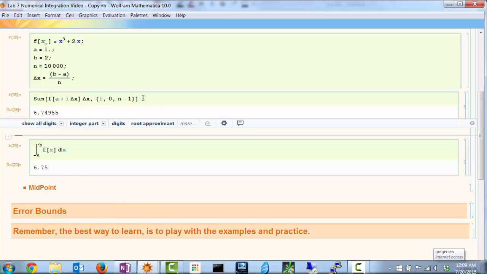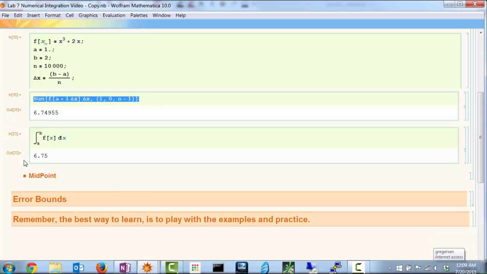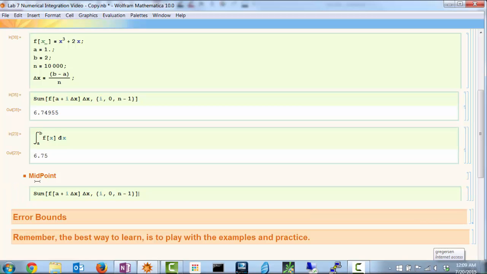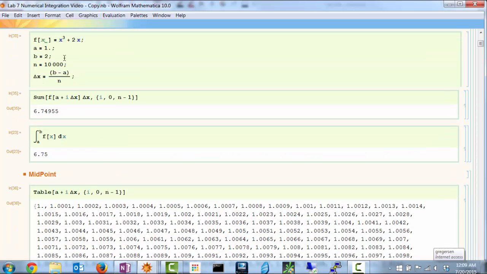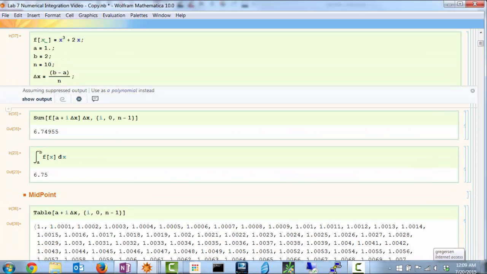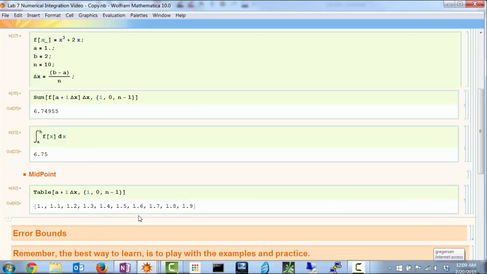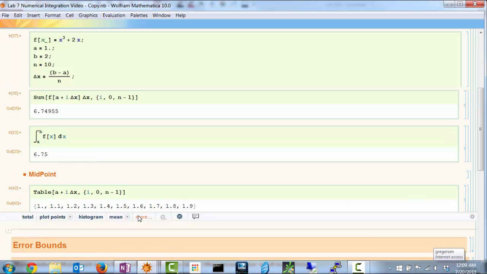Well, let's look back at that table we used earlier. I'm going to grab this and just copy it and paste it right in here. I want to look back at those table values that I used before. Oh, except I only want to look at that for n equals 10, like I did originally. All right, now I see those 10 different left side endpoints.